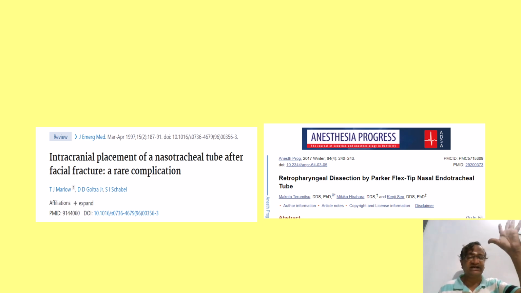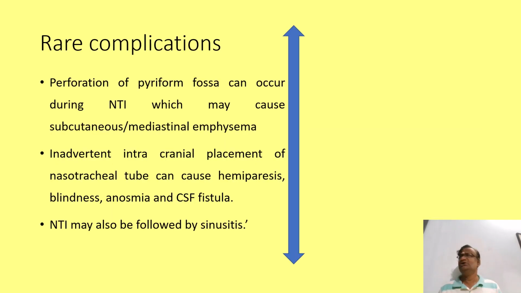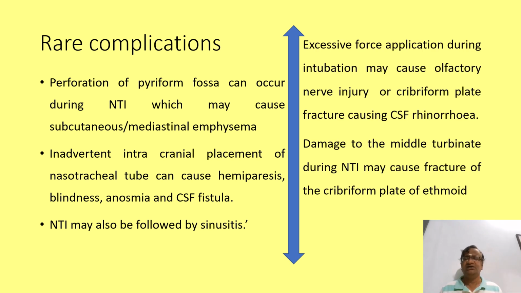Intracranial placement of the nasotracheal tube or facial fracture. Retropharyngeal dissection can go up or down everywhere. Okay? Sometimes I have encountered this cuff rupture. You pick them up with Magill forceps. Perforation of the pyriform fossa can occur. Inadvertent cranial placement. Sinusitis. So many complications. Fracture of the turbinate. CSF rhinorrhea. Middle turbinate is gone.